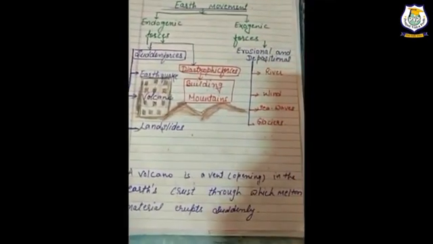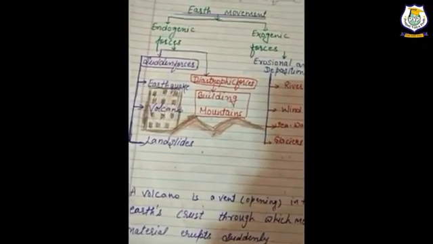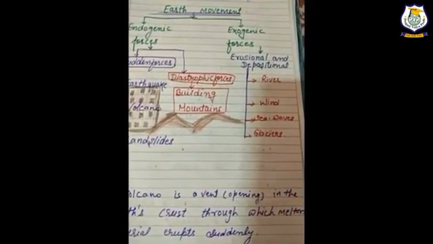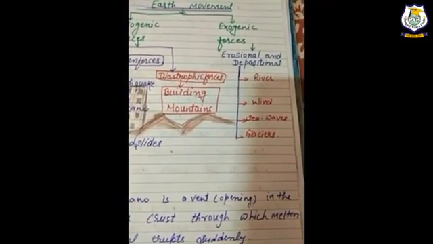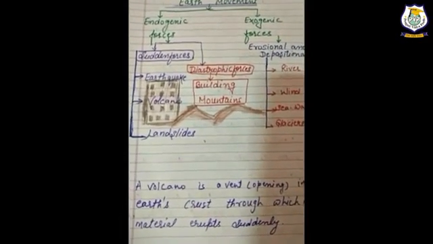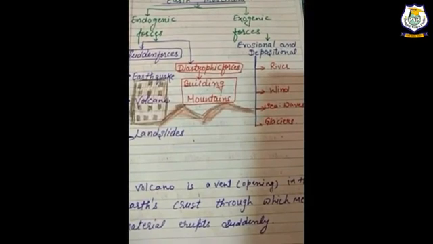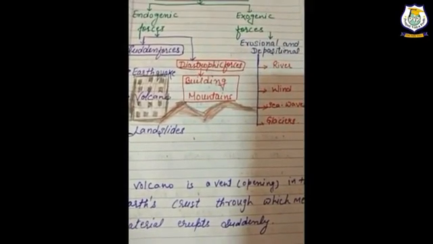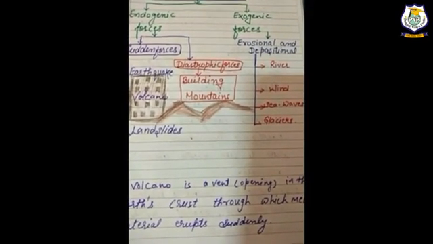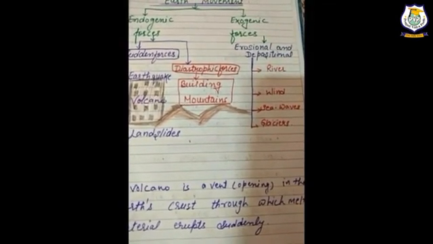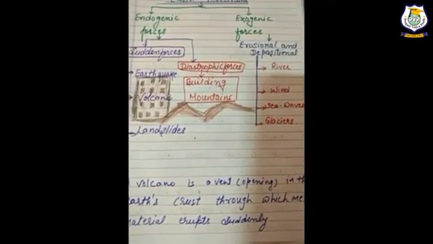The second one is the extinct volcano. It is the one that has no record of eruptions and no possibility of eruption in future. For example, Mount Kilimanjaro and Mount Kenya in Africa. And the third one is the dormant volcano, which has not erupted for a long time but may erupt any time. For example, Mount Fuji in Japan and Mount Vesuvius in Italy.